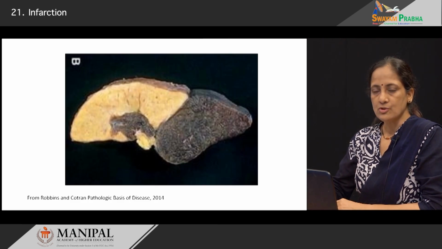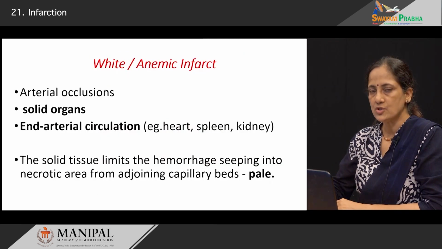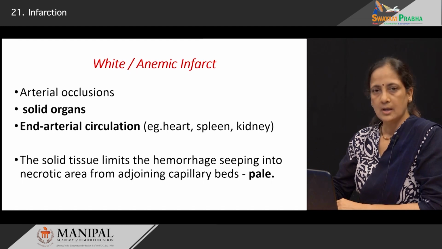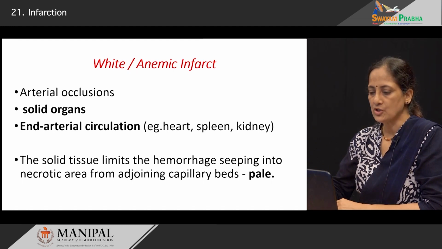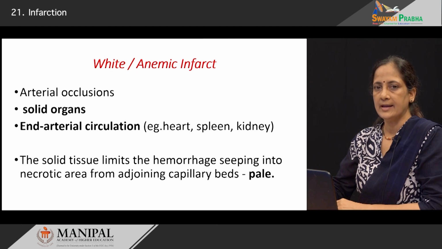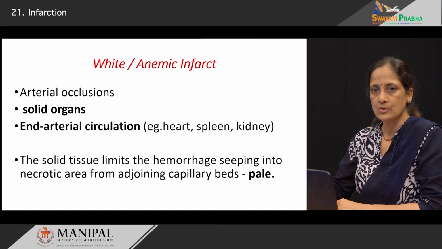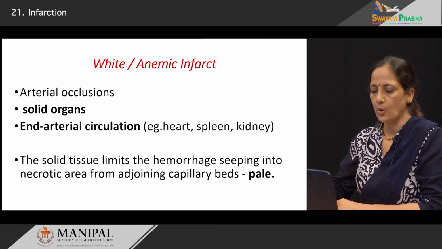White infarcts usually result when there is arterial occlusion and stoppage of blood flow into a given area of tissue. It is most often seen in solid organs like the kidney, the liver, the spleen. It is also seen in organs which have an end arterial circulation. Therefore, when that particular artery is blocked, the entire area supplied by that artery undergoes ischemic necrosis. Because of the decreased blood in that area and the necrosis, it appears pale or white.